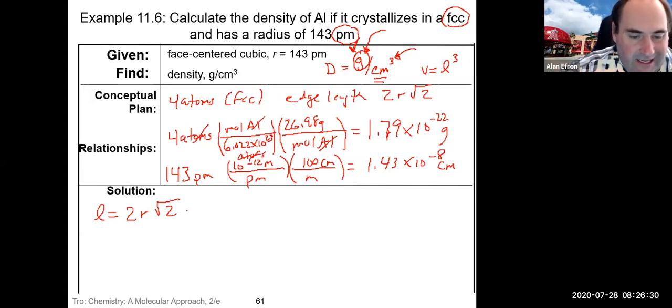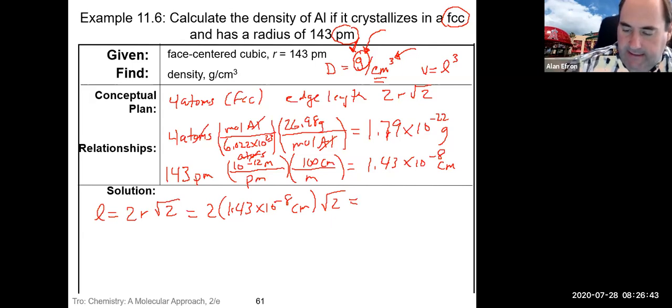So now I could go into here and go 2 times 1.43 times 10 to the minus 8 centimeters times the square root of 2. And if I do that, I end up with something like 4.04 times 10 to the minus 8 centimeters. So again, just to make sure that I get the right units and all that good stuff, that is why I did that.